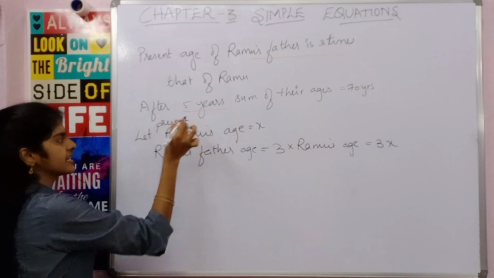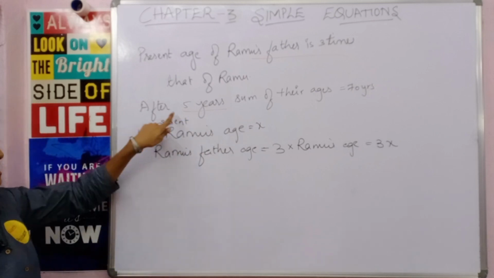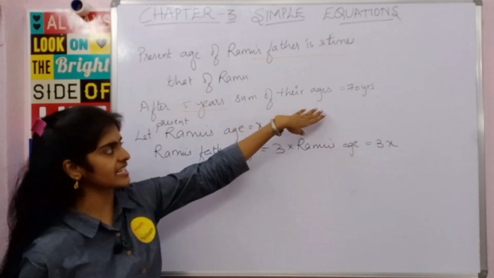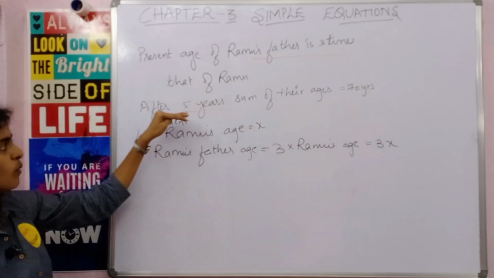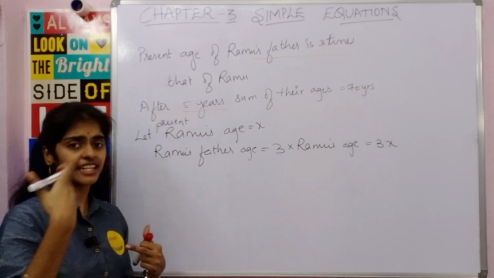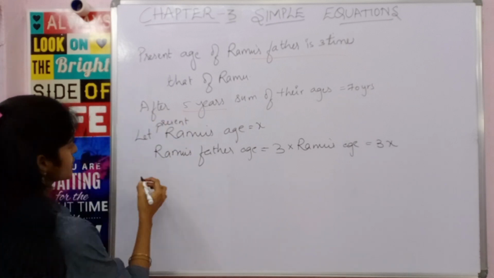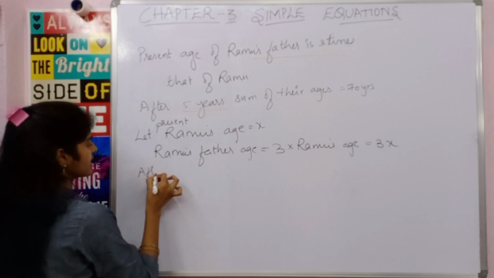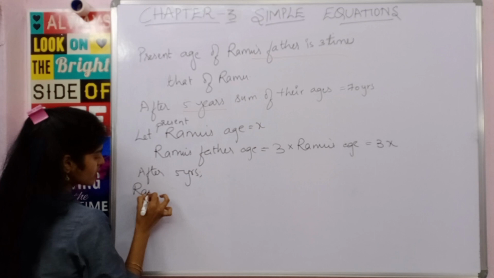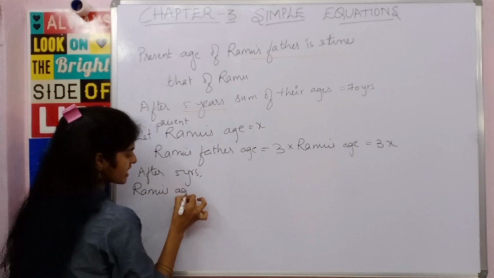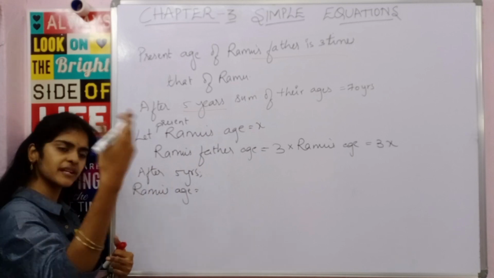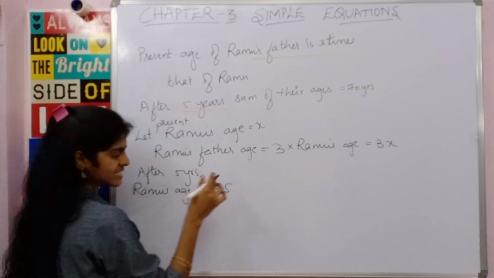Now we want the age after 5 years. Since you have a condition for after 5 years, the sum of their ages is 70. So what is the age of Ramu after 5 years? 5 added to the present age, right? After 5 years, what is Ramu's age? Ramu's present age is x, so after 5 years it will be x plus 5. You will add 5 to the present age.